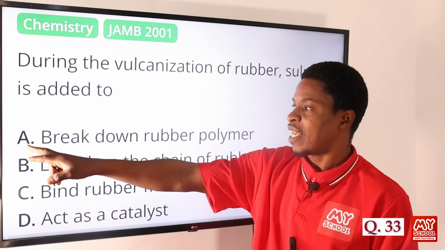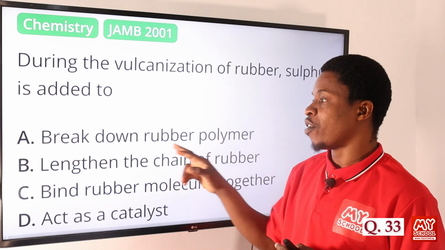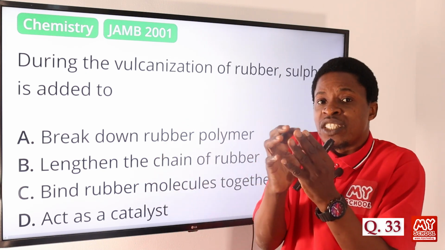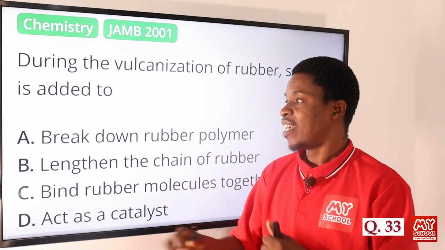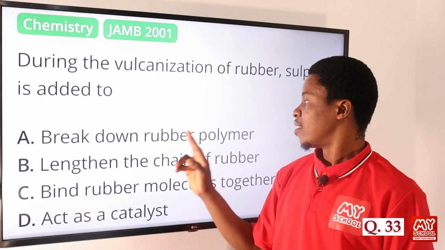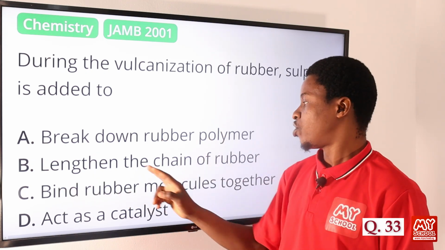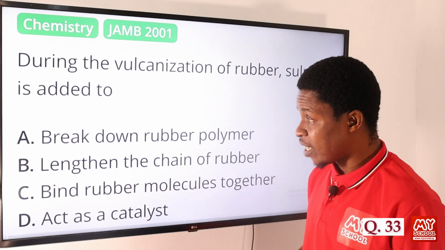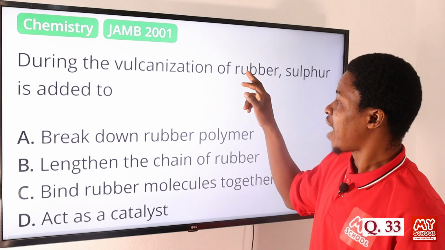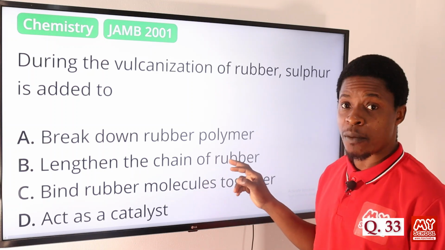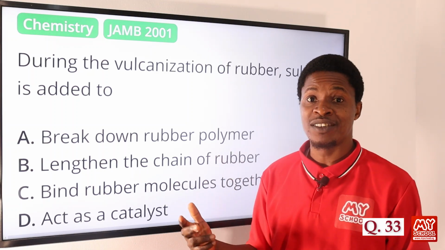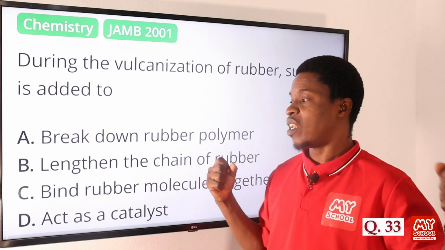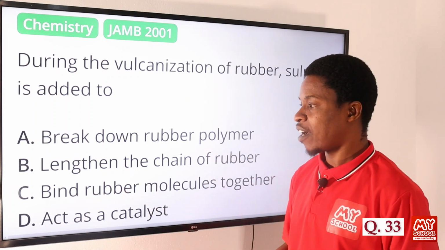Option A says break down rubber polymer. We are not breaking down any polymer. We want to increase the strength of something. That means you are adding something up to make it stronger, so you can't be breaking down rubber polymer. Then lengthen the chain of rubber. That is not the reason. If we want to lengthen the chain of rubber, then we should get more monomers that actually make up that rubber.